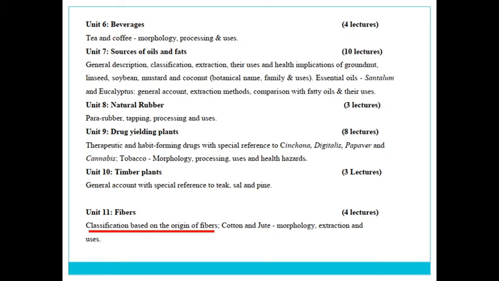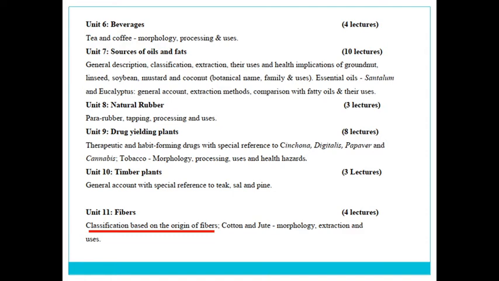Then Unit 6 deals with beverages, tea and coffee, their morphology, processing and uses. Again, this Unit 6 is one of the important portions for examination perspective and for understanding also. Then Unit 7, sources of oils and fats. Unit 8 on natural rubber, their production, processing and uses.